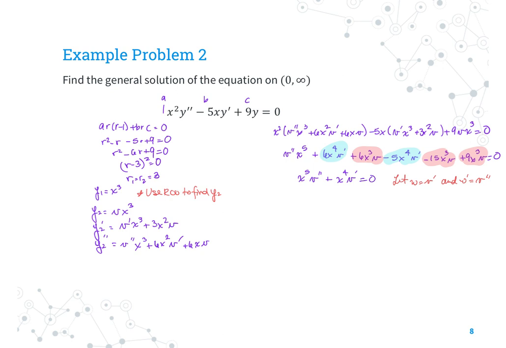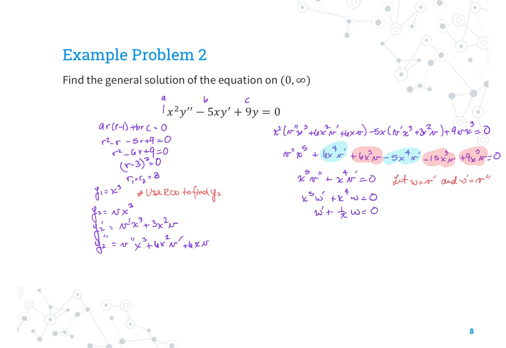So when we plug it in, we get x to the 5th W prime plus x to the 4th W equals 0. And again, here you can use a linear integrating factor or you can use separation of variables. I tend to use linear integrating factor. So first things first, we have to divide through by x to the 5th. So we get W prime plus 1 over x W equals 0.